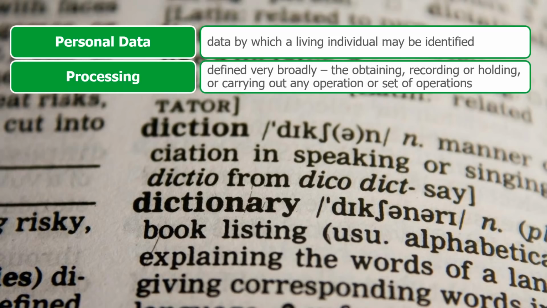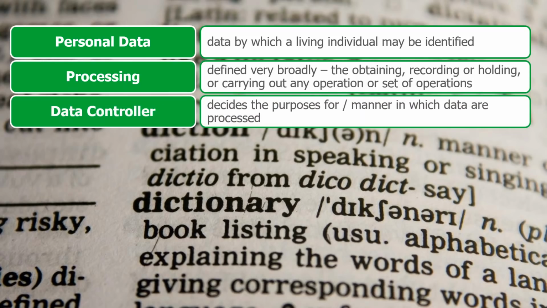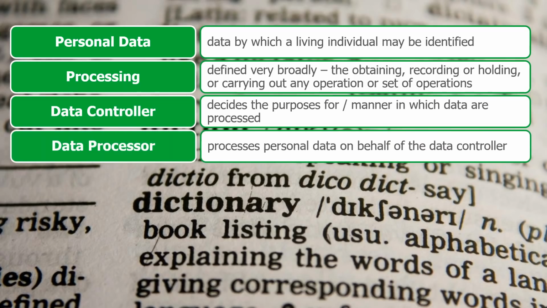Now, the data controller is actually the owner of the data. That's the person who decides the purpose. For what do I have that data? What am I going to do with it? And how is it going to be processed? And then the data processor kind of comes back to that second definition of processing. It's the one that will process, and again, remember, it's a really broad definition, but it will process the data on behalf of the data controller.